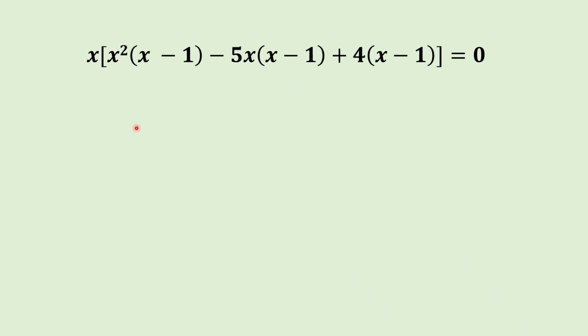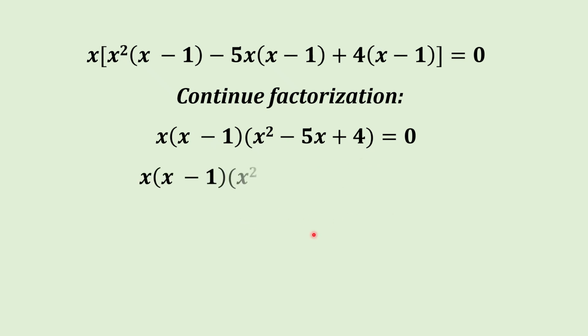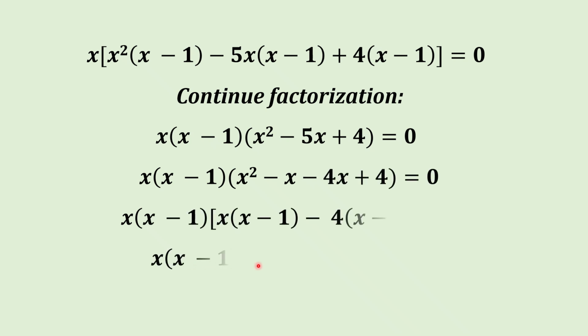Now we will continue the factorization. From the above, x minus 1 is a common factor. So take out x minus 1 as a common factor, leaving x squared minus 5x plus 4. Now this can be factorized by breaking the middle term. Ultimately we get x into x minus 1 into x minus 1 into x minus 4 equal to 0. So the final factors of the expression are x into x minus 1 into x minus 1 into x minus 4 equal to 0.